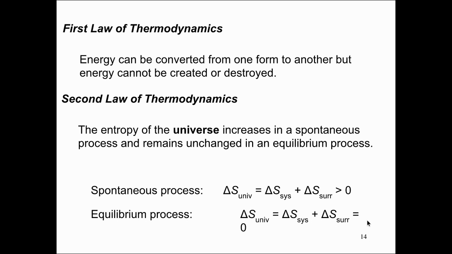Now, it's possible in both of these scenarios for the change in entropy for the system or surroundings to be negative, as long as the sum of the two is greater than zero for a spontaneous process, or equals zero in the case of an equilibrium process. So it's possible to have negative entropy in a spontaneous process for one of these two values. The sum needs to be greater than zero.